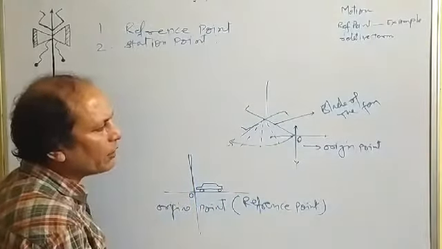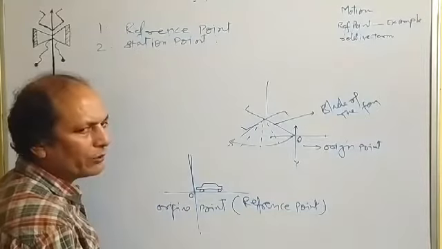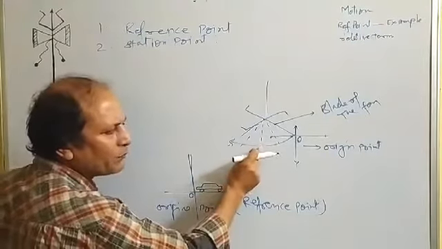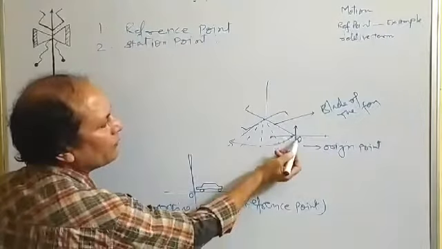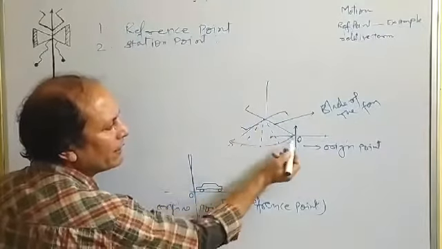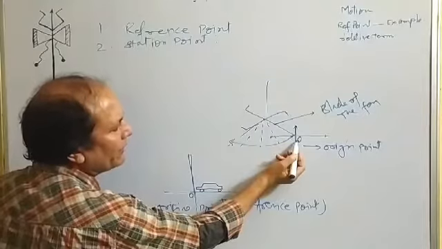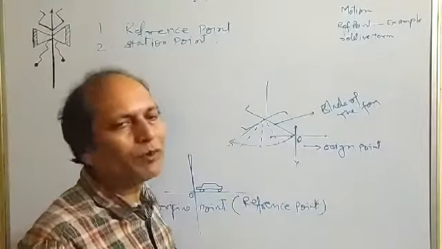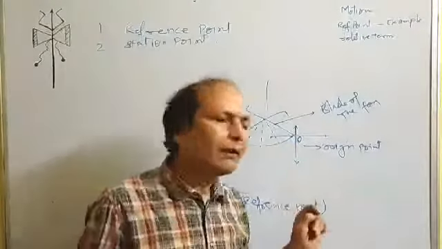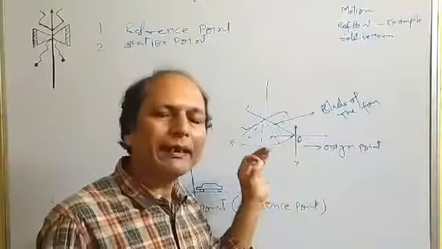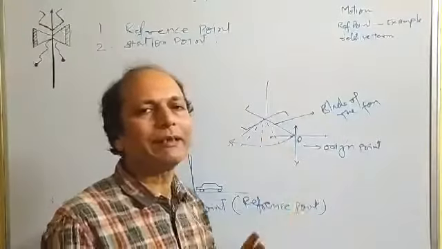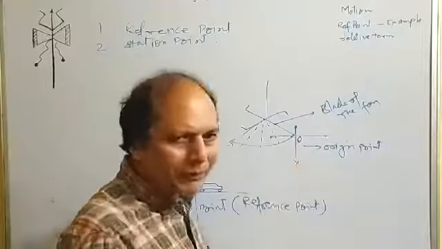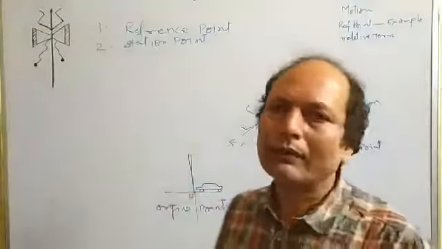In the case of reference point or origin point, I will tell you here that an object continually changes its position with respect to the origin point, otherwise with respect to any reference point. Any object, any moving body continually changes its position with respect to its origin point or its reference point. This is called reference point or origin point.